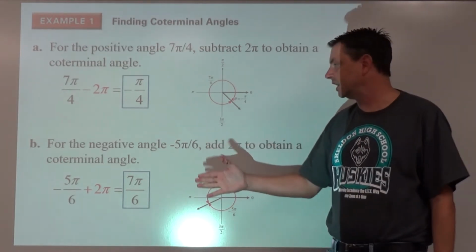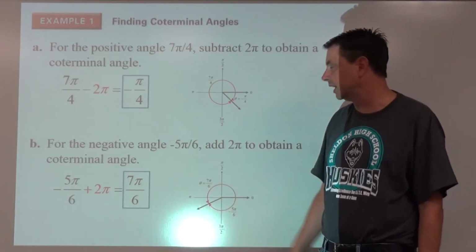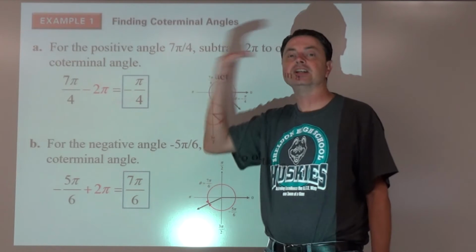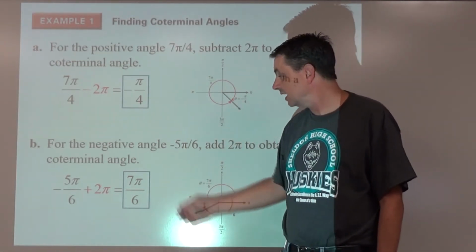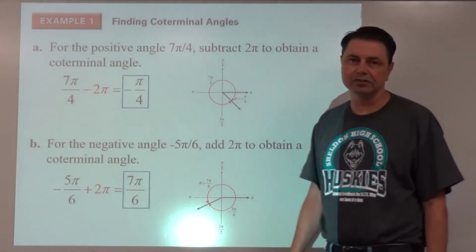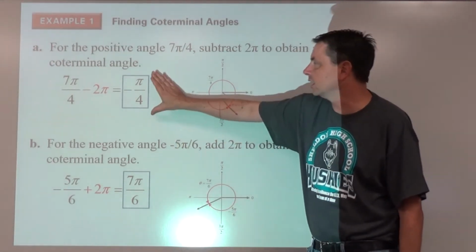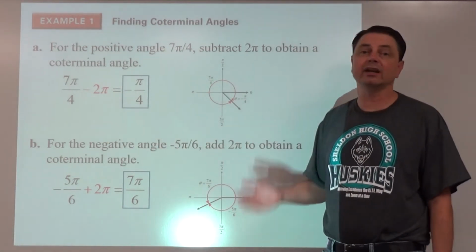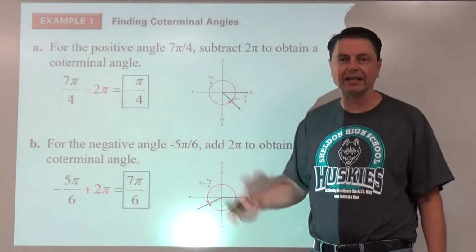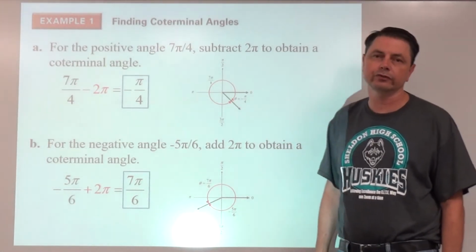If I needed another positive coterminal angle, maybe I need 2 of them, I can just take this and add another 2 pi, which is another 12 pi over 6. I would get 19 pi over 6, and that would also be coterminal. If I wanted another one, I could subtract 2 pi again. We could do that an unlimited number of times, adding and subtracting 2 pi to get more and more coterminal angles.